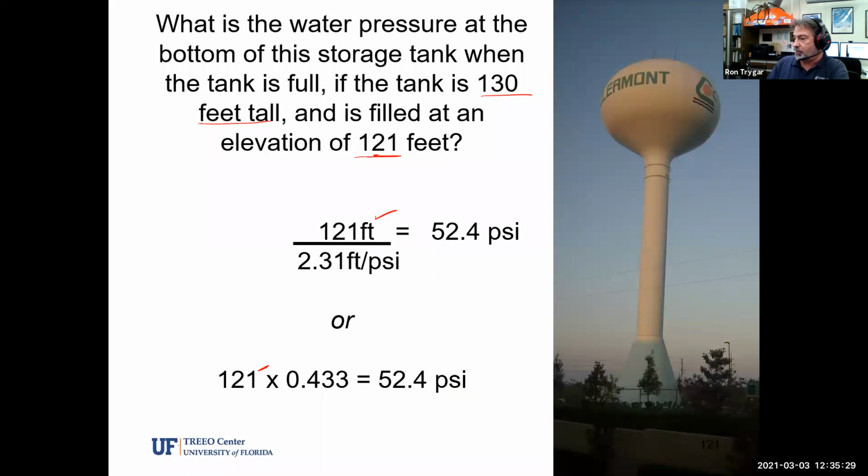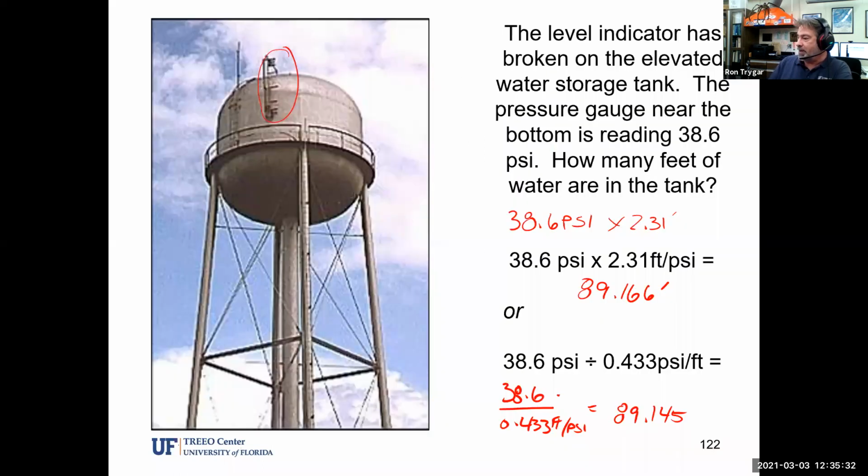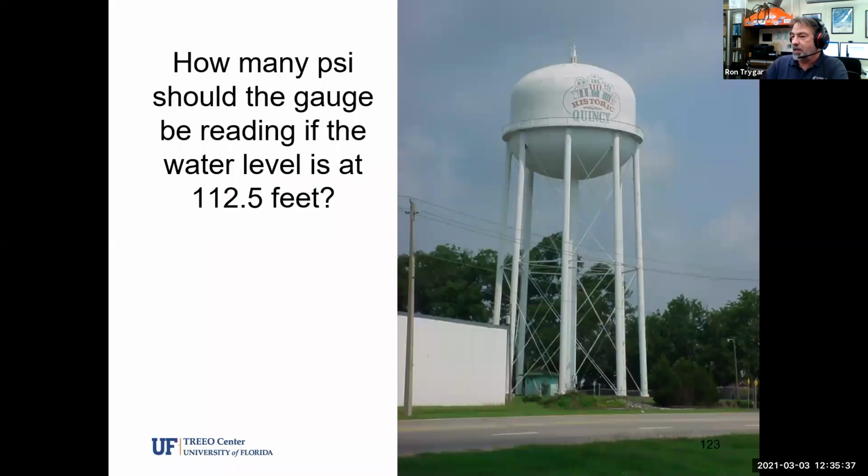Oops, I went the wrong way. Sorry. All right, let's try another one. I think we have another example. How many pounds per square inch should the gauge be reading if the water level is at 112.5 feet? So let's just say down in this little well house down here, we've got a pressure gauge and it's coming off of that location there. So what would the PSI be reading if the water elevation is at 112.5 feet?